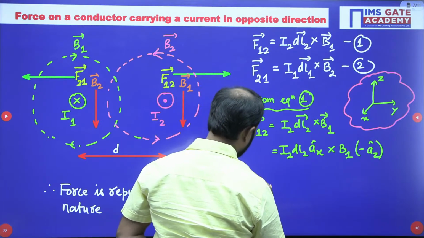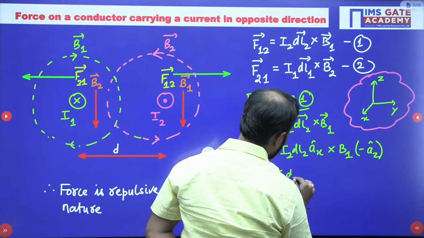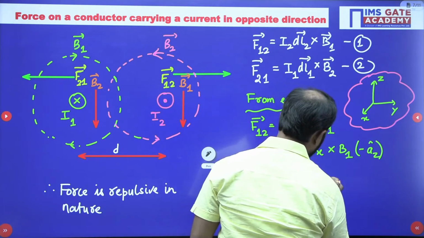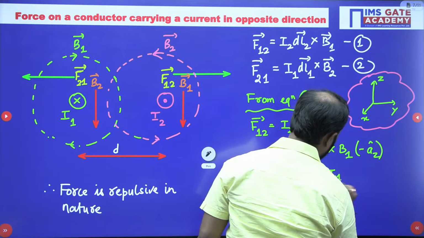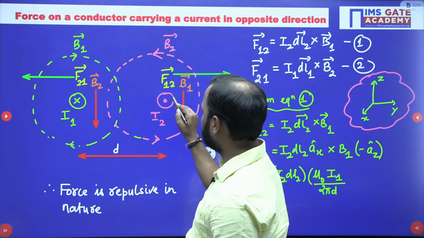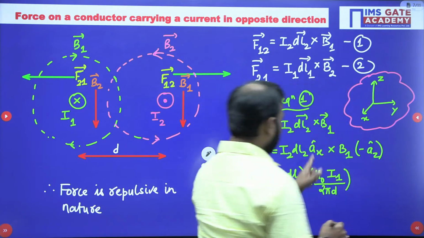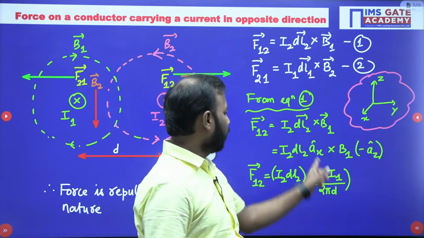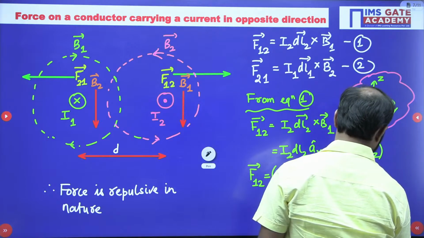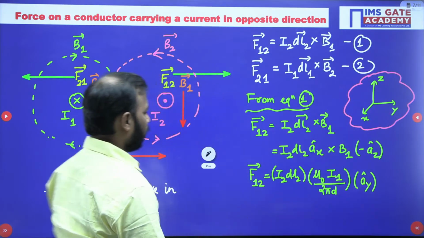Okay, so F12 is equal to I2 del L2. Again, B1 is mu naught H1, and H1 is I1 upon 2 pi d, meaning the magnetic field intensity at this point. So this distance is d. And AX cross minus AZ will be AY. That is what we found, the direction of F12 is along AY. Okay?